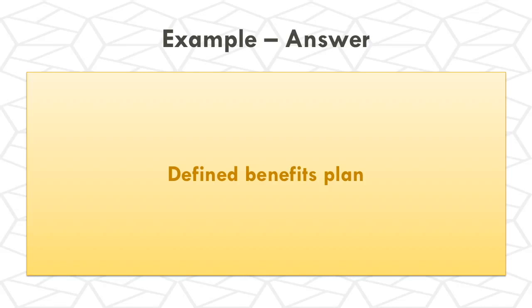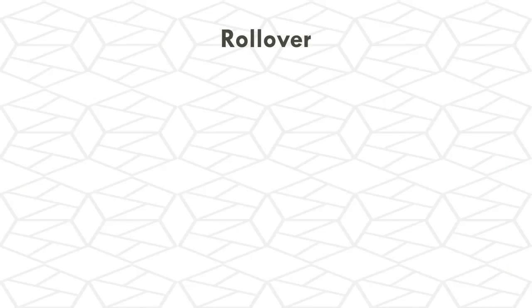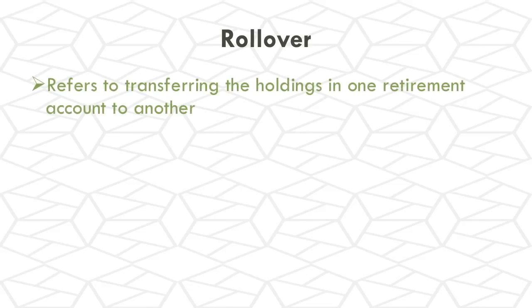To end this session, we're going to talk now about two special cases of retirement income: rollovers and disability pension income. First, let's talk about rollovers. We mentioned this earlier when we were talking about retirement terms. If you'll remember back to that, rollovers refer to transferring the holdings in one retirement account to another.